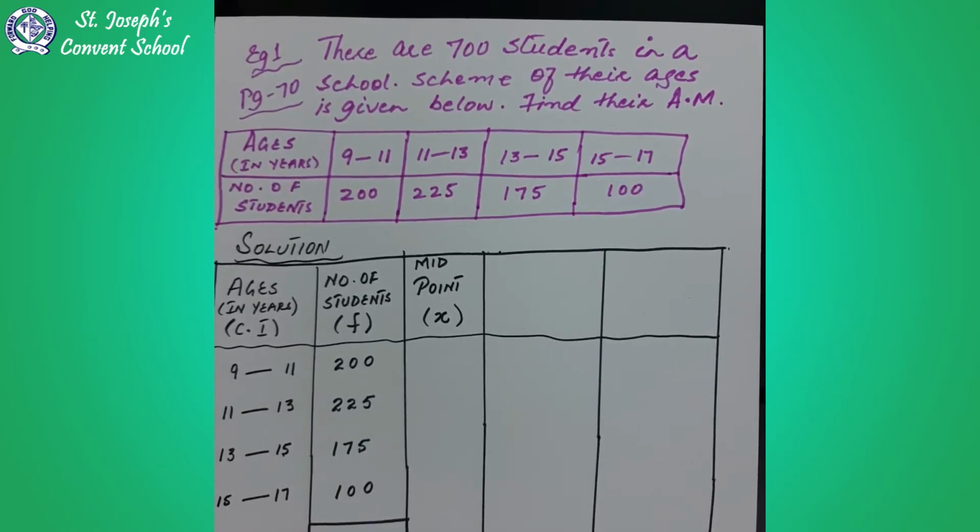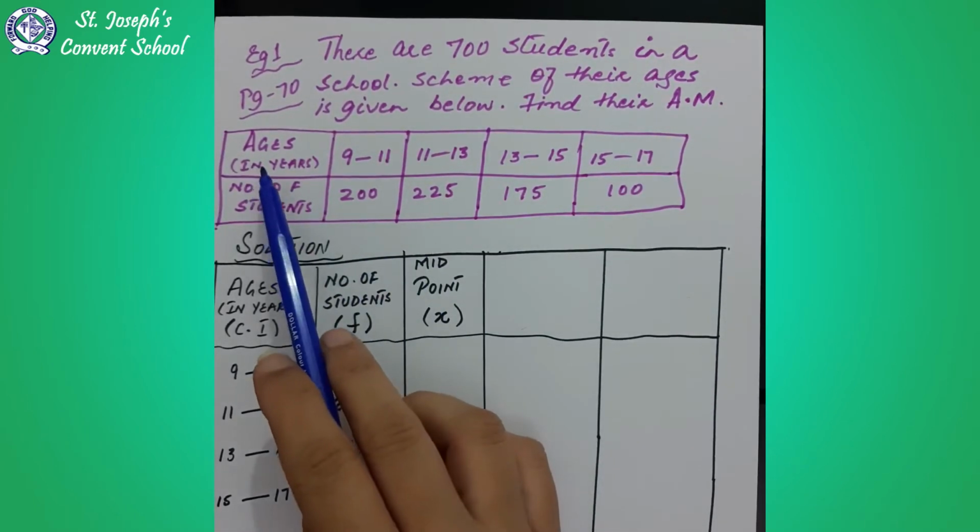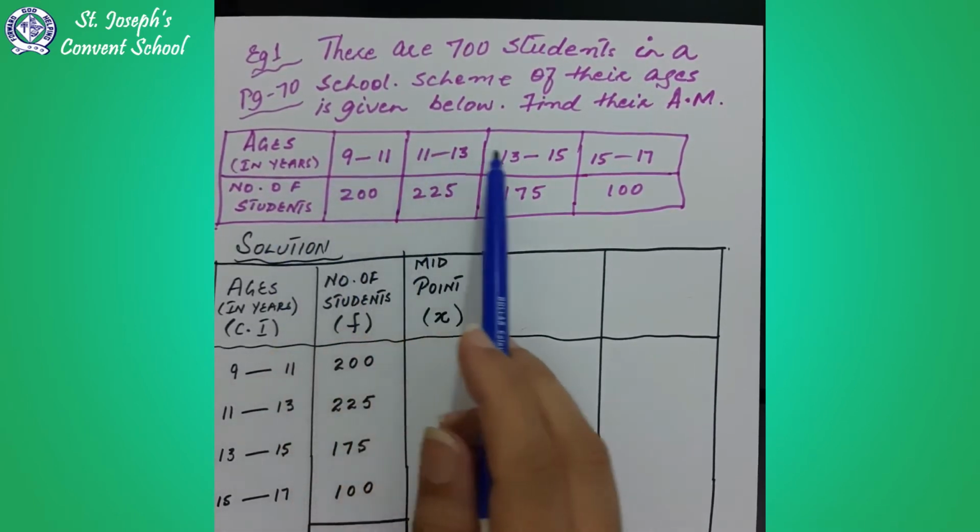Now in the question they are going to give you two columns. You will always get two columns, and then you have to make more columns according to the formula. In this question you can see two columns are given: ages in years, and you can see groups are given.